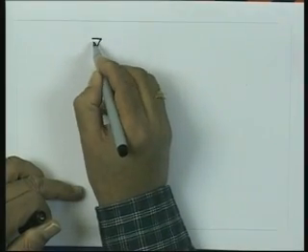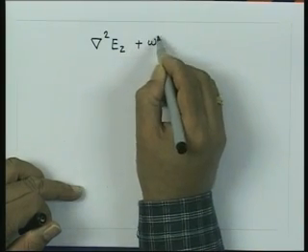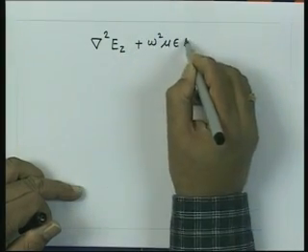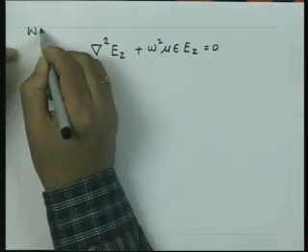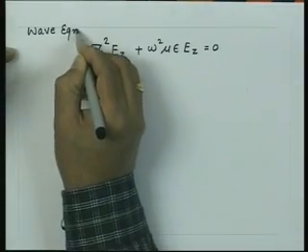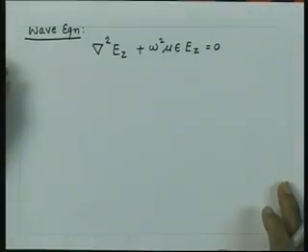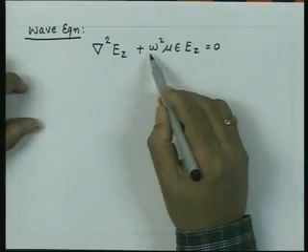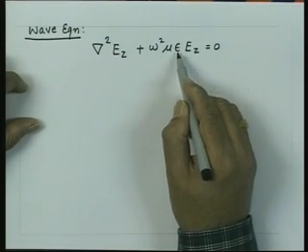So, if I take the wave equation in the Cartesian coordinate system, this Ez is a scalar quantity. So, we can write down the wave equation, which is del square Ez plus omega square mu epsilon Ez, that is equal to 0. This is the wave equation. This equation is a scalar equation, and omega is the frequency, mu is the permeability of the medium, and epsilon is the permittivity of the medium which is filling this waveguide.